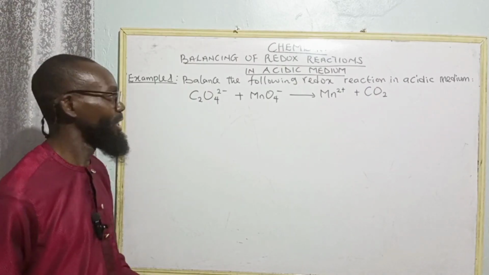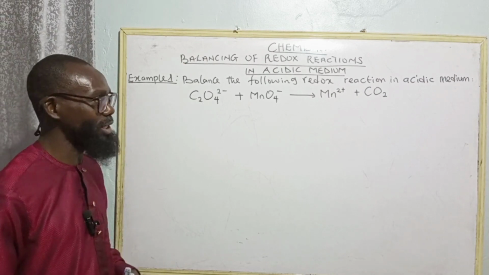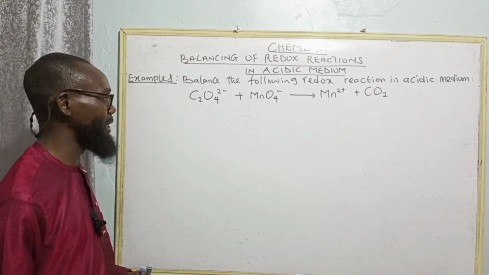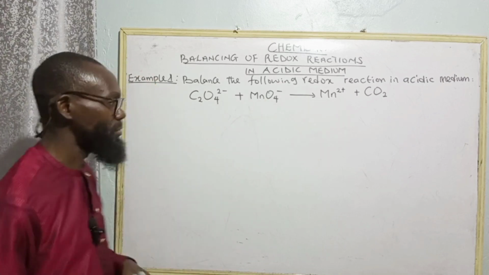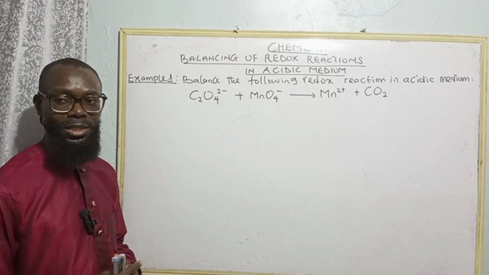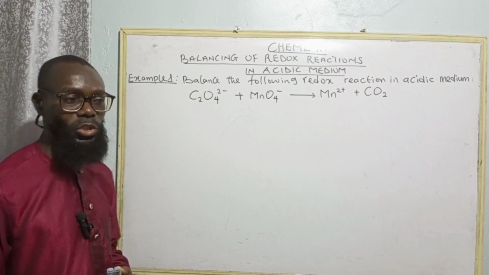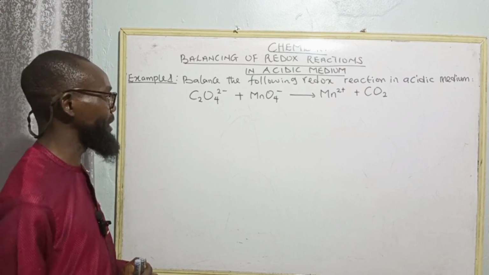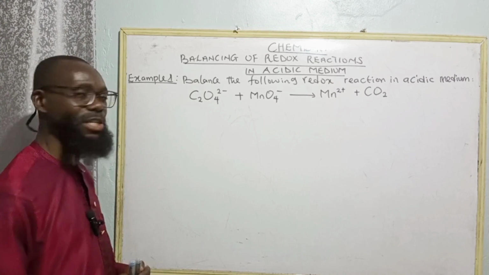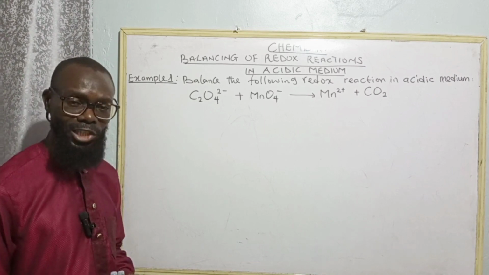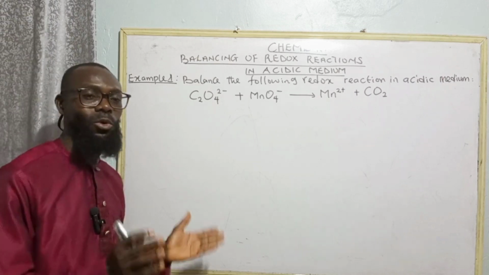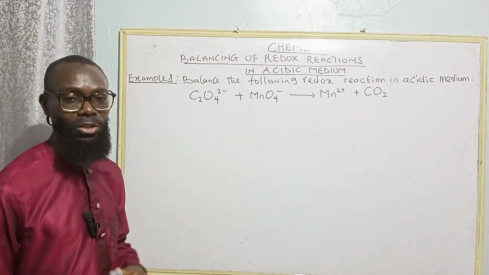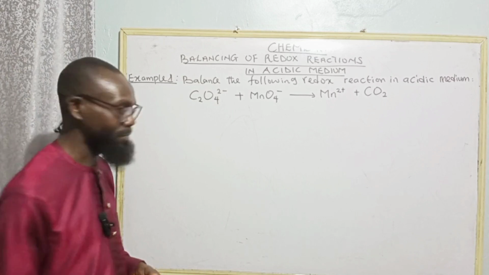Example 1. Balance the following redox reaction in acidic medium. Now I want to balance this redox reaction in acidic medium. The first rule is for us to look for the oxidation states of each of the atoms that change except oxygen, meaning that we are going to separate them into oxidation and reduction using the oxidation number.